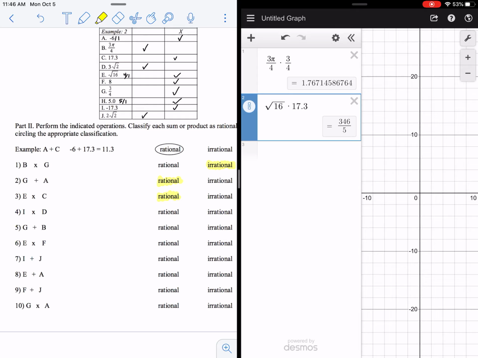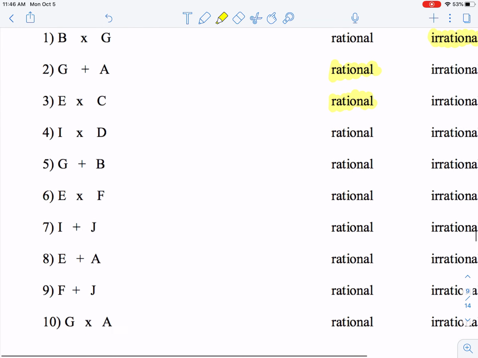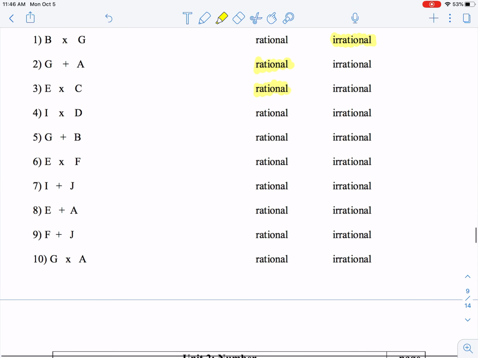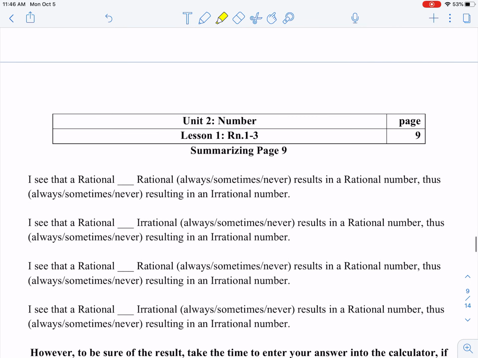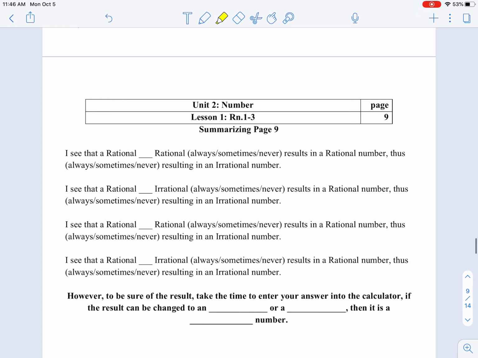So what I want you to do is to do the rest of these examples. Once you get done with the rest of these examples, I want you to do page 9, and from page 9, take a picture and upload that to Canvas for me for your assignment.